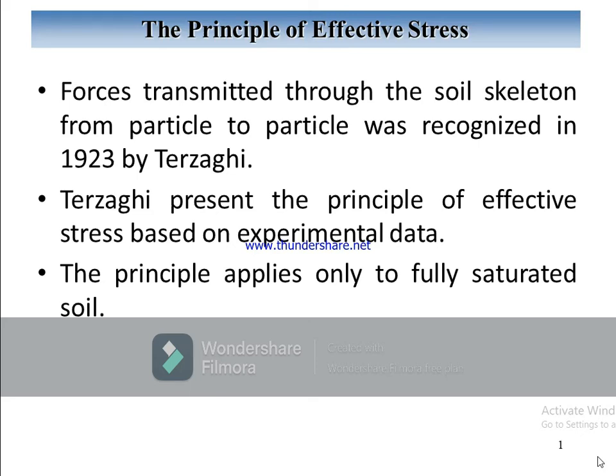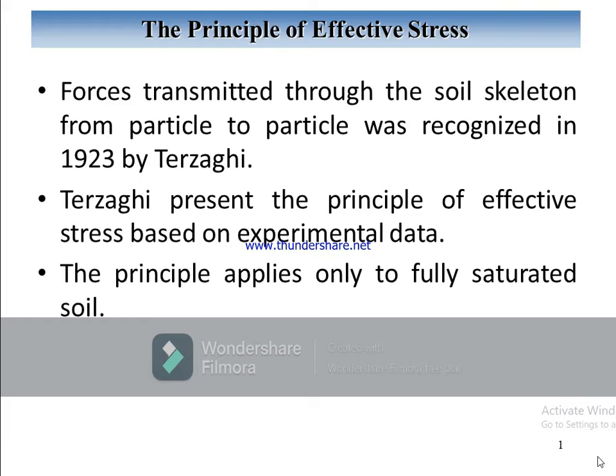Today my topic is the principle of effective stresses and how to solve a problem about effective stresses. The effective stress is also called the skeleton of soil. As we know, the load is transferred from particle to particle of the soil, and these soil particles bear the load.